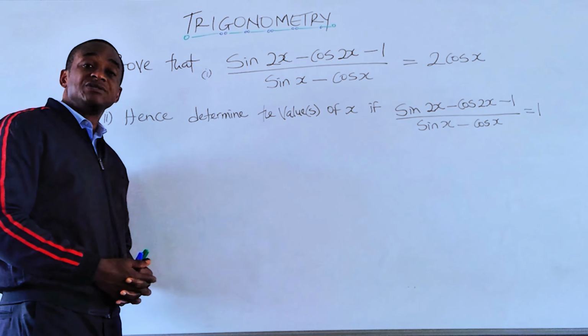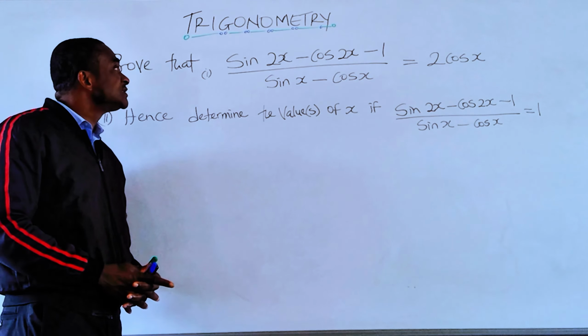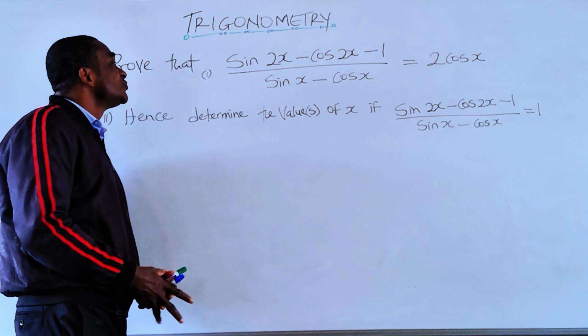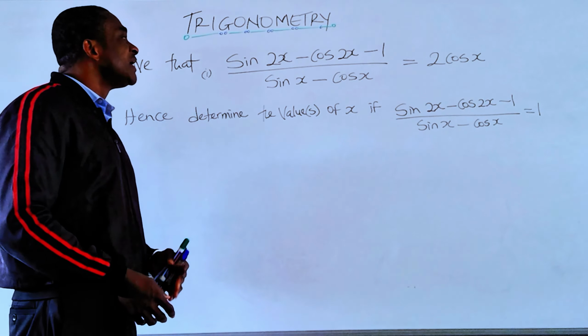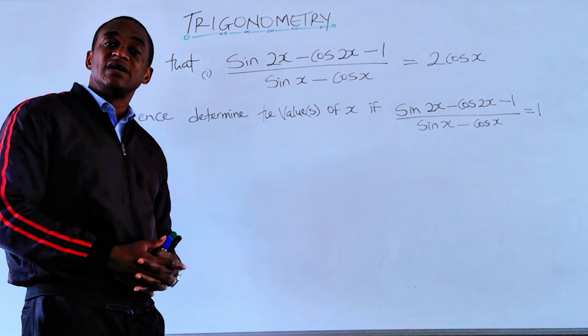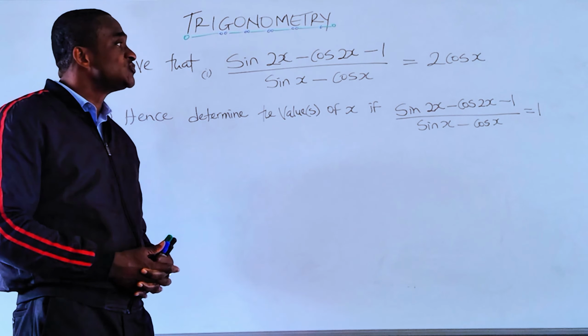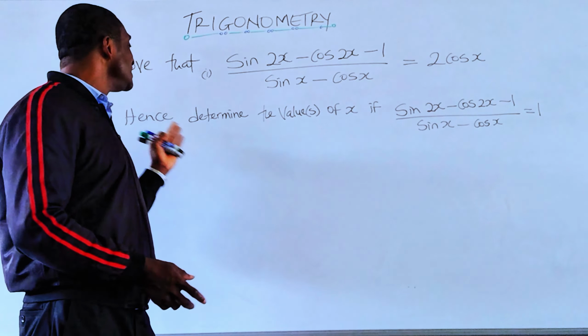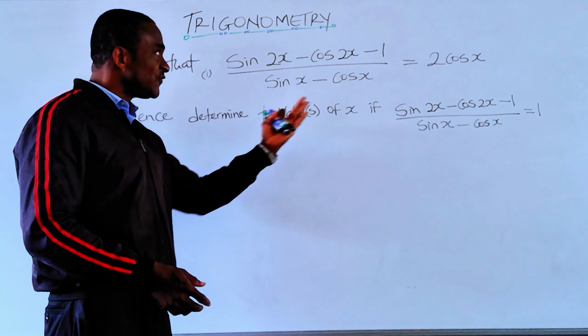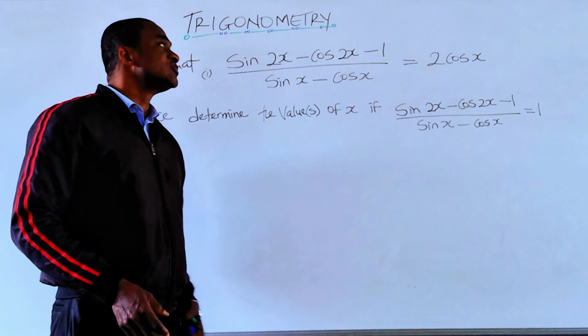Let's continue with our trigonometric series. Here we have another problem. We are asked to prove that (sin 2x − cos 2x − 1) divided by (sin x − cos x) is equal to 2 cos x. And then it says, hence, determine the value of x if this whole expression is equal to 1.